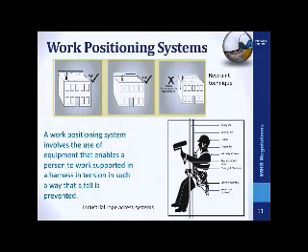Work positioning systems. A work positioning system involves the use of equipment that enables a person to work supported, to work in a harness, and is tensioned in such a way that a fall is prevented. For further information on work positioning systems, please refer to the Code of Practice.